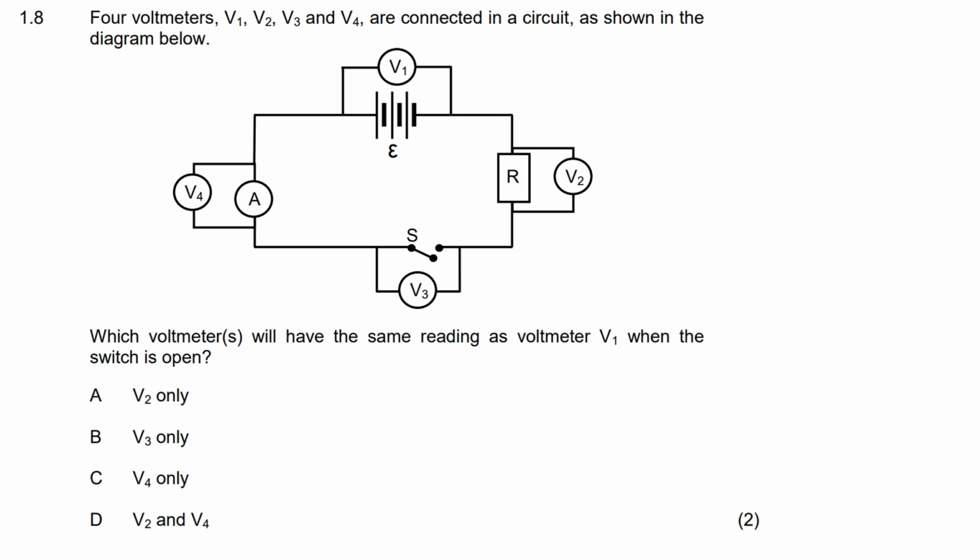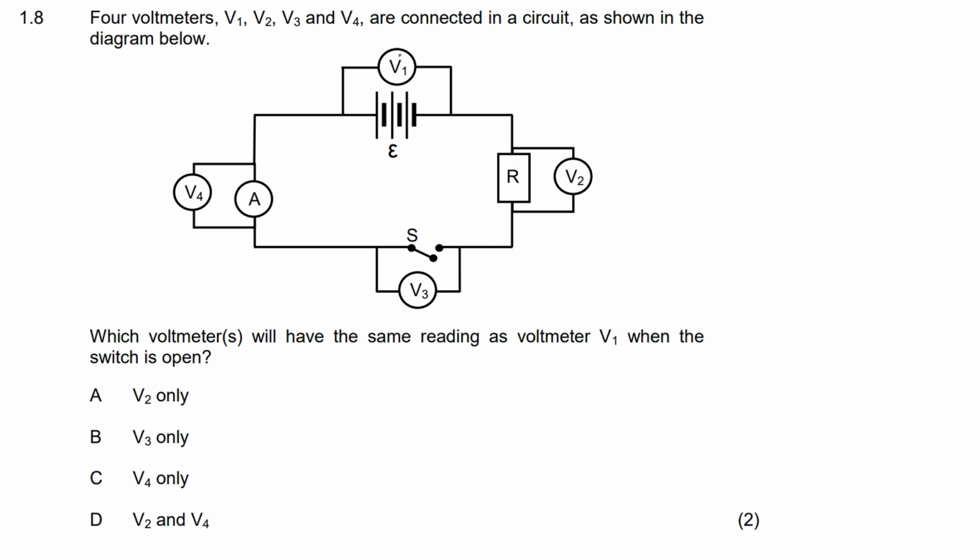Four voltmeters, V1 up to V4, are connected as shown. Which voltmeters will have the same reading as V1 when the switch is open? Okay, so when the switch is open, there will be absolutely no current flowing in the circuit. So in this kind of scenario, it's only going to be the voltmeter that is connected across the switch.